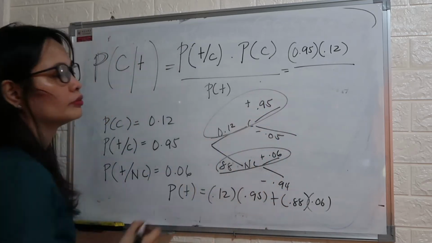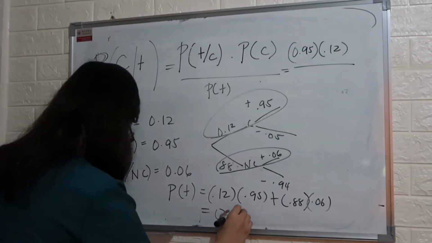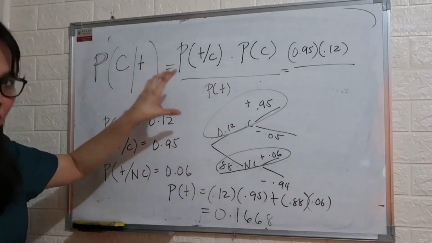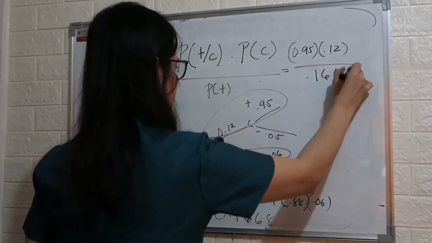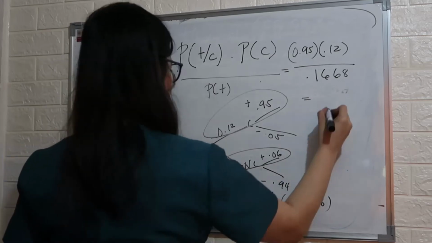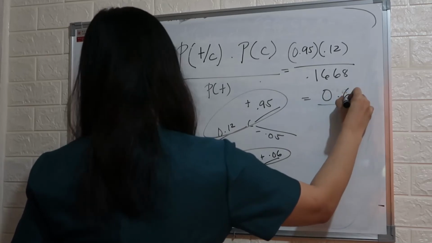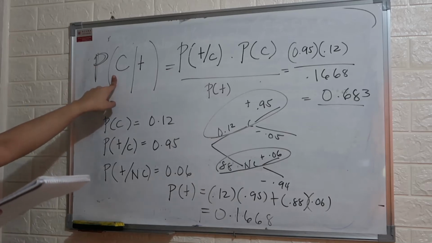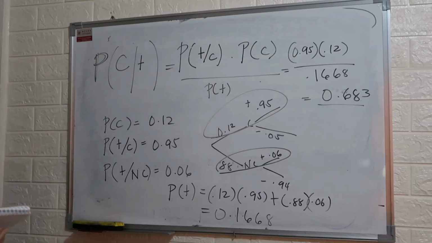So therefore, that will be 0.1668. The probability of getting positive, regardless if the man has a cancer or not, will be 0.1668. So therefore, the answer is 0.683. So the probability that the man has a cancer, given that he has a positive result, would be 0.683. Next example.